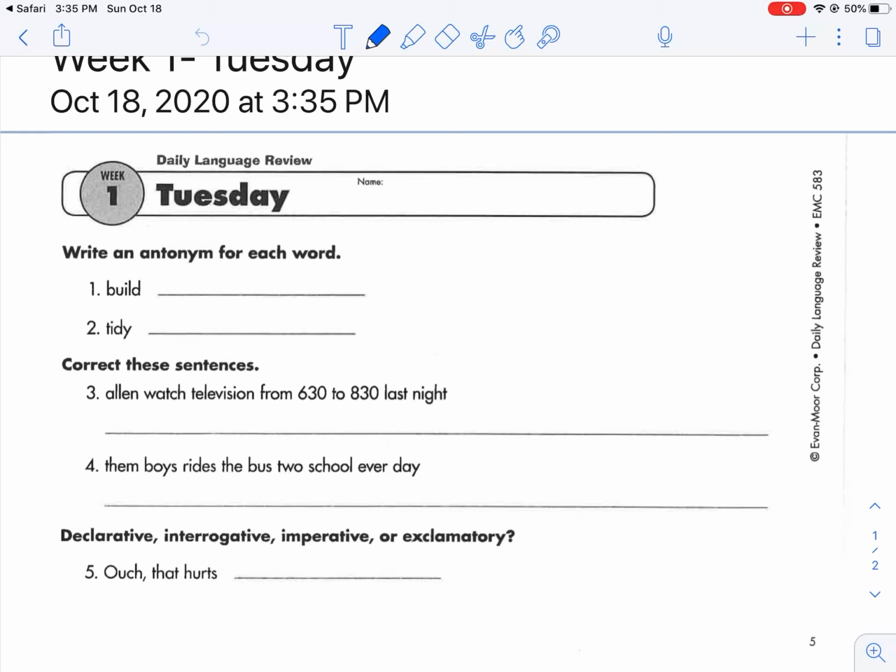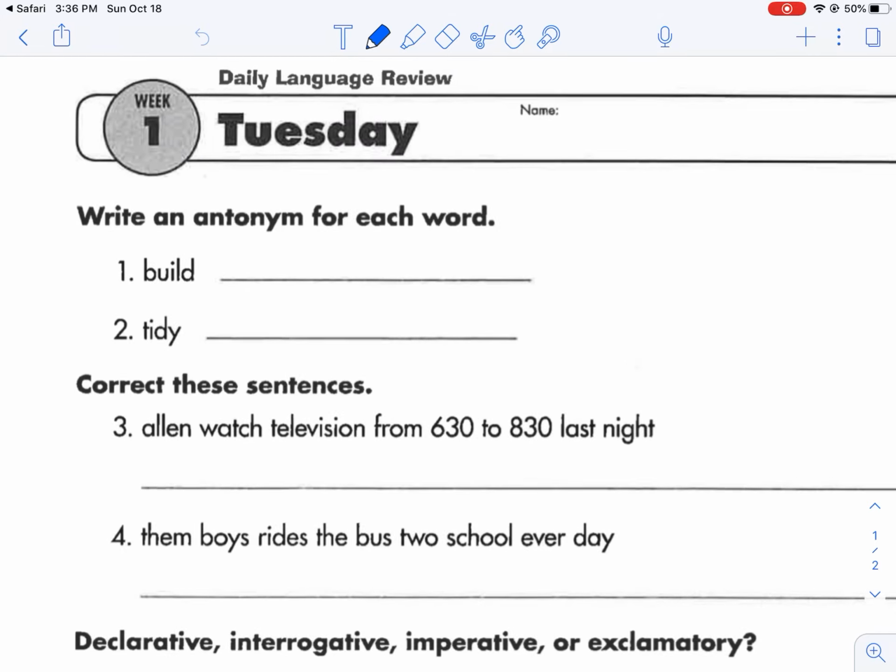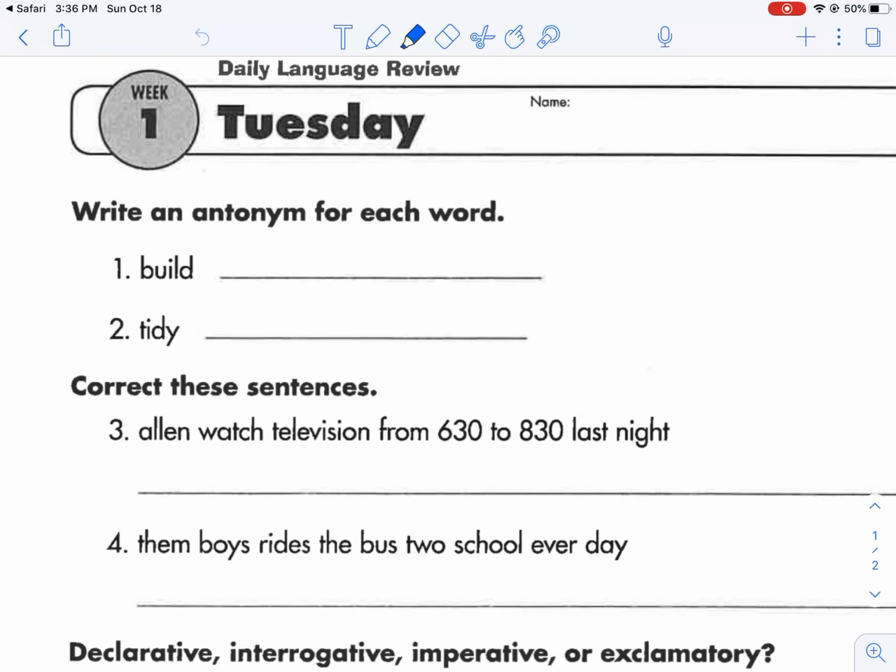Today is Tuesday, October 20th, and I'm going to walk you through the daily workbook page. As we talked about yesterday, it's a little bit more challenging now, so you want to watch the video, look up words you don't know, give it a good try, and submit your work to me. I will be looking at your work to make sure you watched this video. So let's take a look here. For the first one, you have to write an antonym for each word.